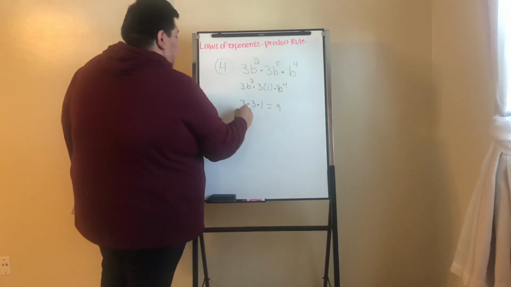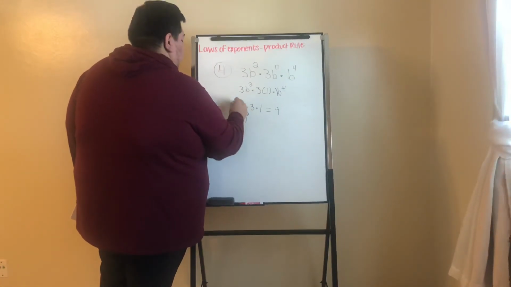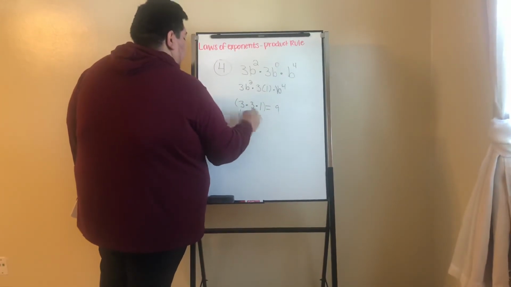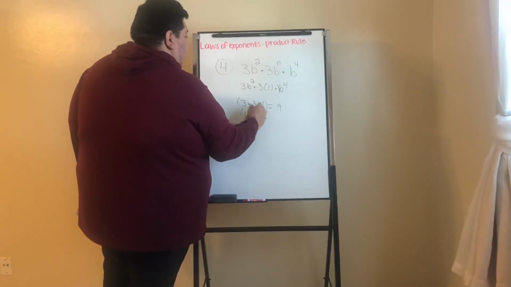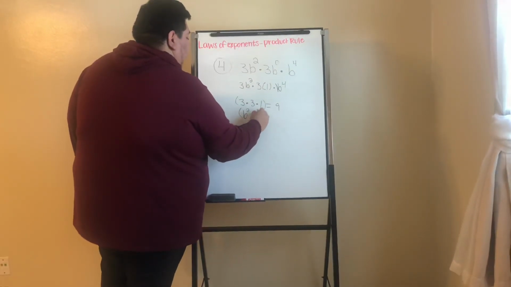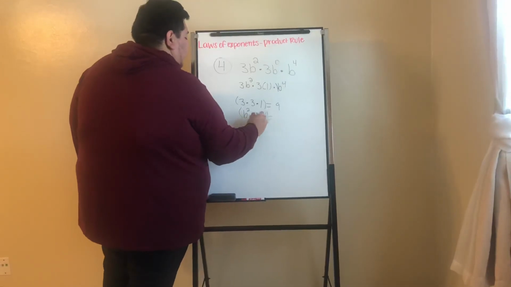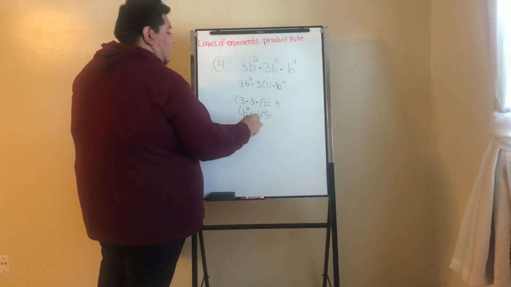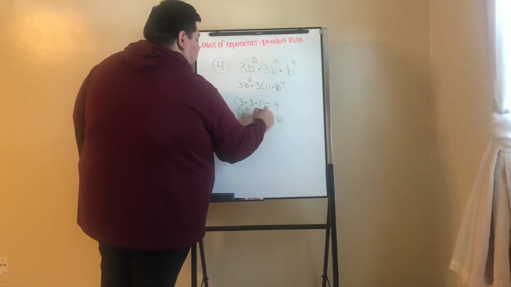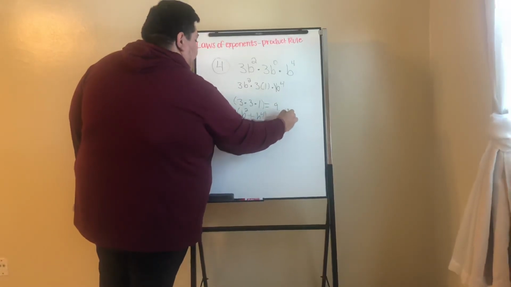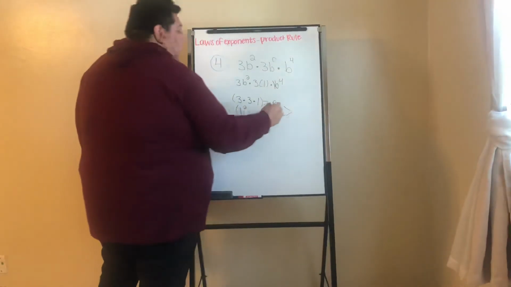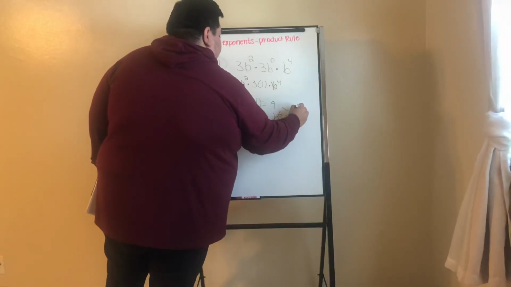We have b to the power of 2. Let me put these under parentheses. Plus b to the power of 4. 2 plus 4 is a total of 6. So b to the power of 6. Let's combine them for our final answer. And this will be 9b to the power of 6.